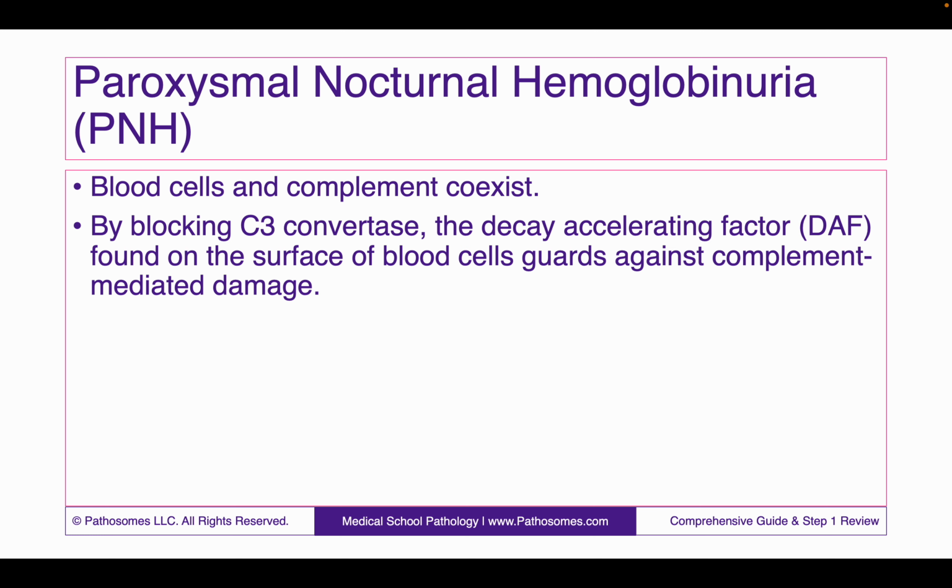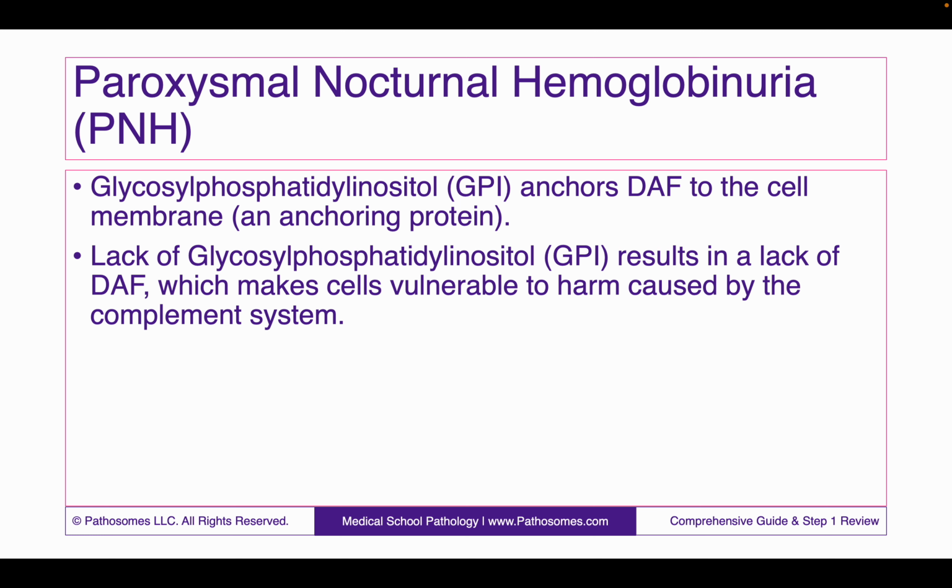Blood cells and complement normally coexist in peace. By blocking C3 convertase, the decay accelerating factor, DAF, found on the surface of blood cells, guards against complement-mediated damage. GPI anchors DAF to the cell membrane; it's an anchoring protein. Lack of GPI results in a lack of DAF, which results in the cells becoming vulnerable to harm caused by the complement system.